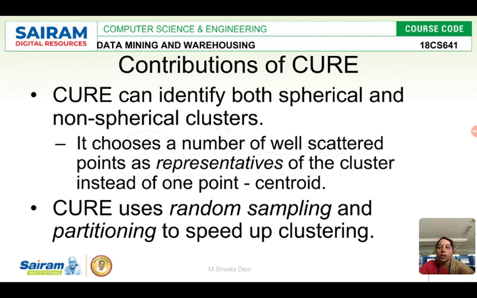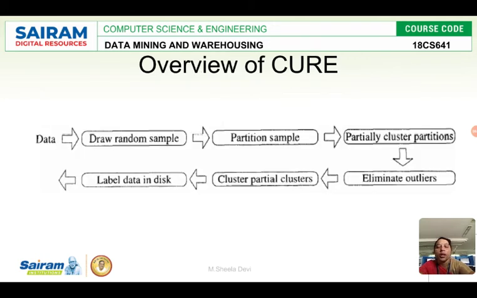CURE uses random sampling and partitioning to speed up the clustering. So how is it going to speed up? In Birch, we said we are going to reduce the size of the CF tree. In CURE, we are going to use random sampling and partitioning methods to speed up the clustering. And this is the overall view of CURE.